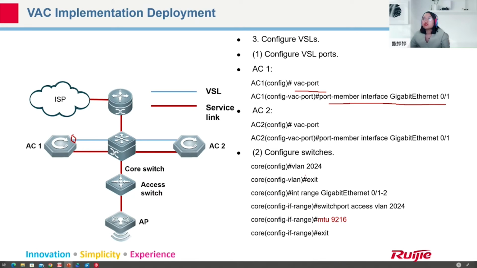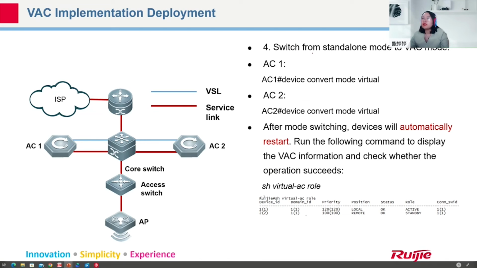And about the switch, pay attention, we have to do two special configurations, one for MTU and another to make the VSL link in the same broadcast domain. So we have to create a new VLAN, and for this VLAN you can use any value except your real service VLAN, like 2024. And then your interface 1 and 2, one connects with AC1, one connects with AC2, right? Add the interfaces into VLAN 2024 and pay attention to change the MTU value to 9216. This is on the physical interface.